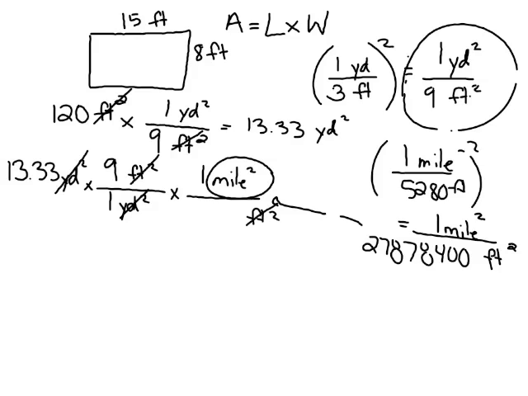So grab your calculator. We're looking at 120 divided by that. It is 0.000004304 square miles. Okay. What else did we do?